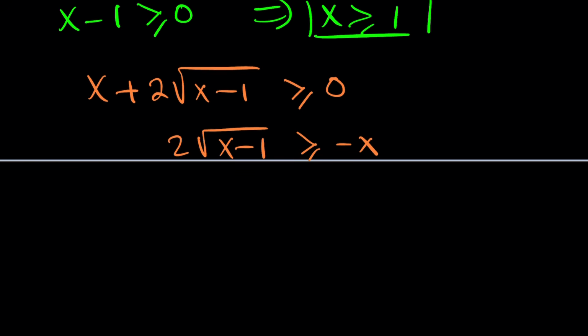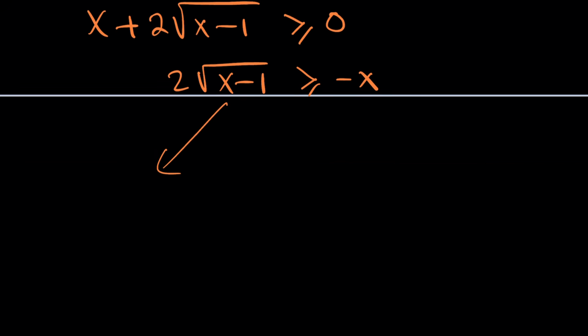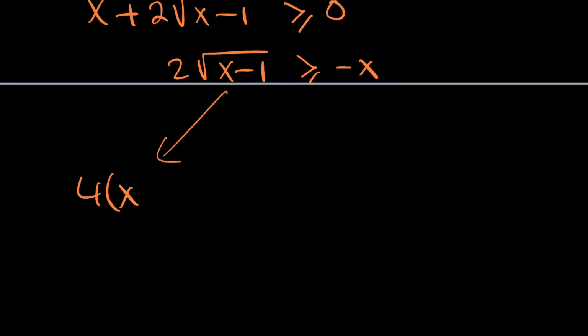But here's the problem. When you square both sides, are you going to keep the same sign or you're going to change the inequality, right? So we could do both and then test it out with the findings. That is a safer method. So let's go ahead and square both sides. 4 times x minus 1 equals x squared, and I want to keep it as is. From here, we get 4x minus 4 is greater or equal to x squared.